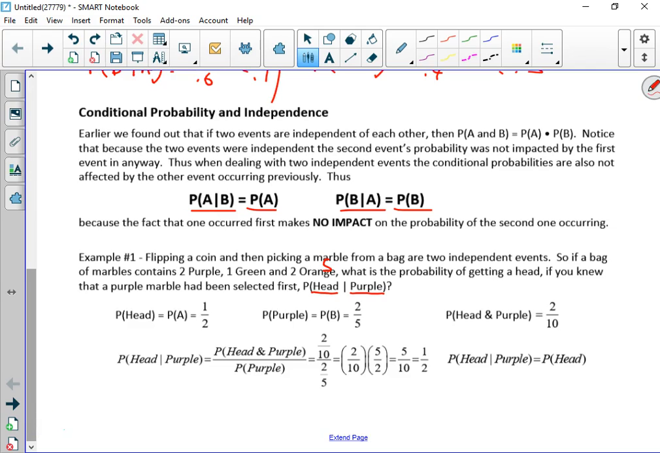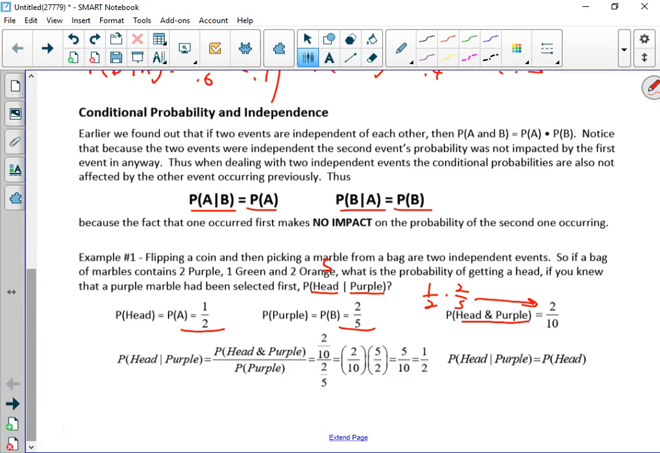So, in the previous notes, probability of a head is 1 out of 2. Probability of a purple is 2 out of 5. And probability of getting both is just 1/2 times 2/5, which equals 2/10. But now we're talking about a head, given that we got a purple first.